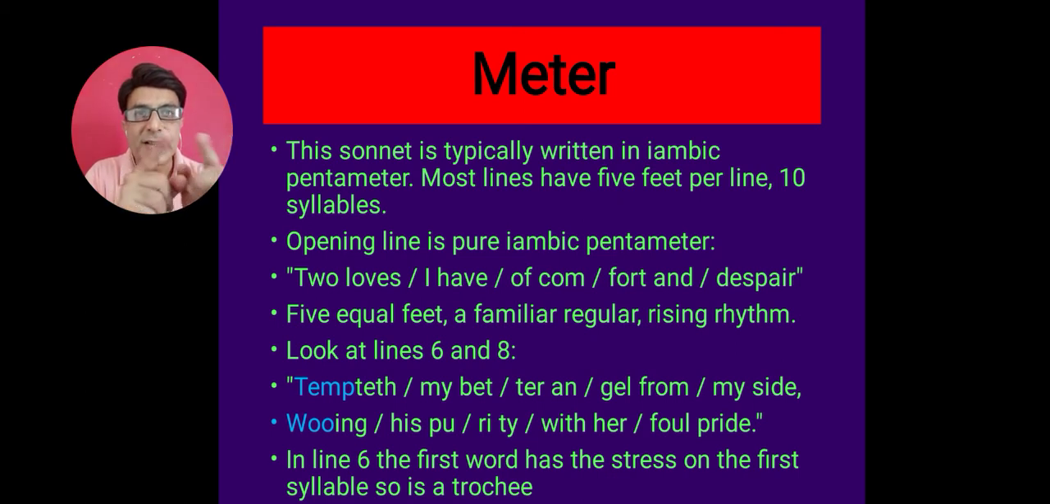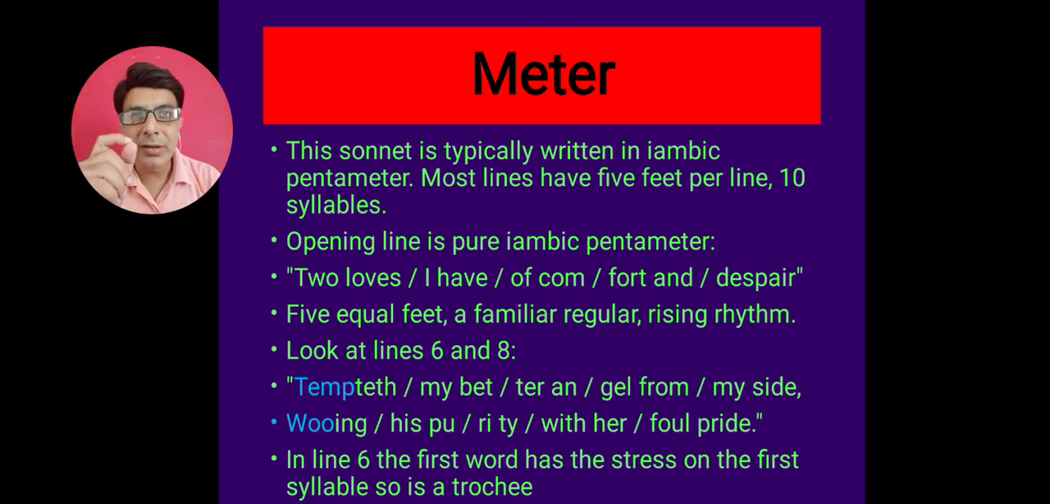If you see these opening lines, two loves I have of comfort and despair. There are 5 iambs. Two loves is one iambus, I have another iambus, of com third iambus, fort fourth iambus, despair fifth iambus. So 5 iambs are there, in which the first syllable is unstressed, the second syllable is stressed. So you can say it is an iambic pentameter line.